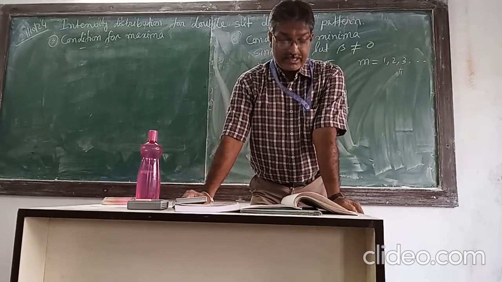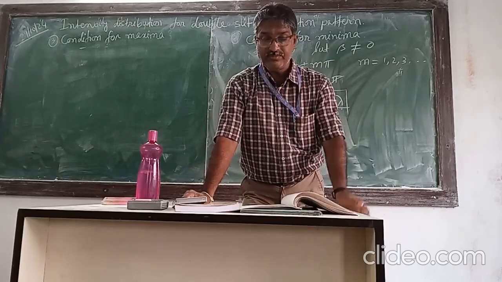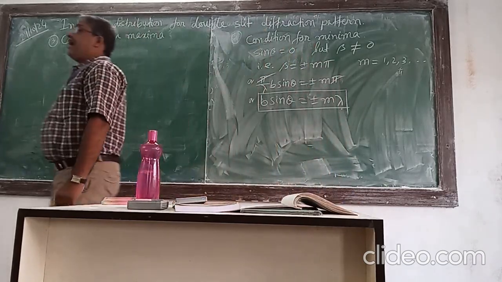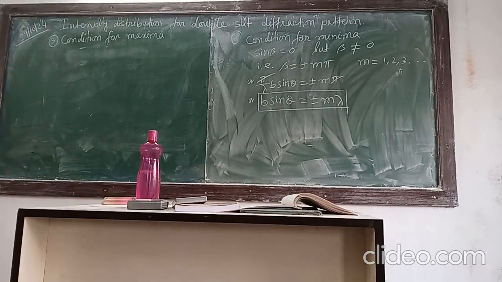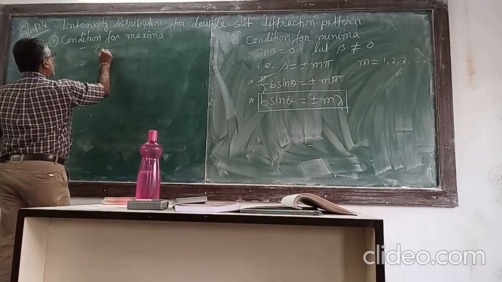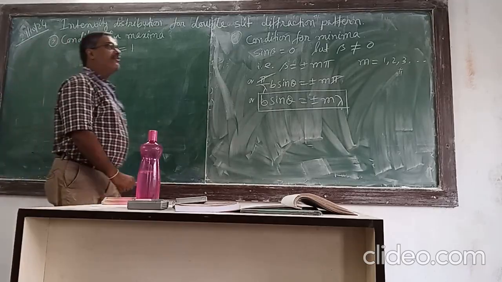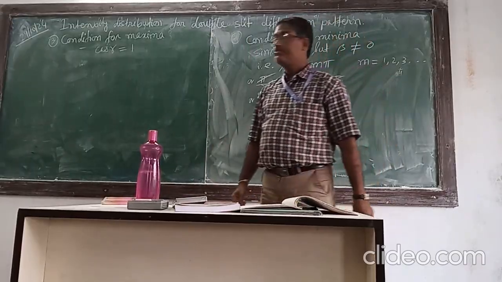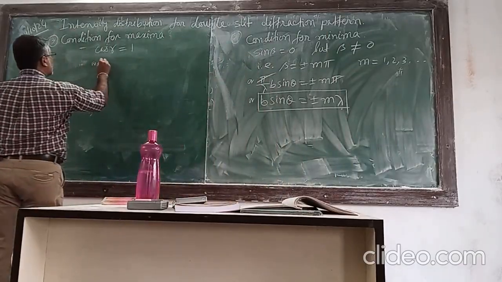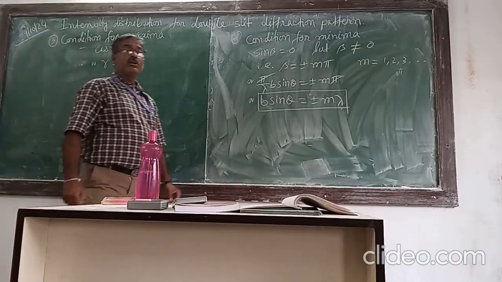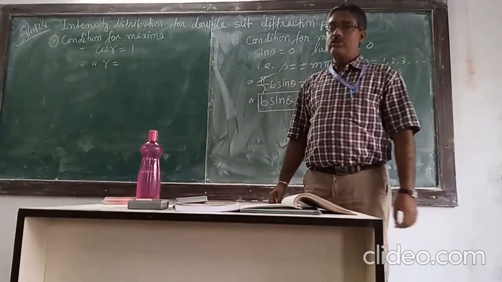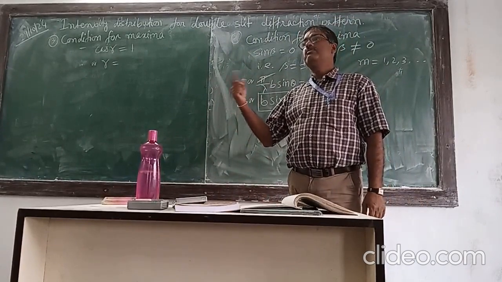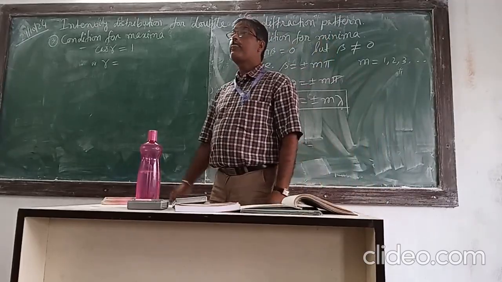Condition for maxima. Look, the interference maxima occurs when cos gamma equals 1, or gamma equals what? 0, then after that 180, 360, like that. That means n pi.